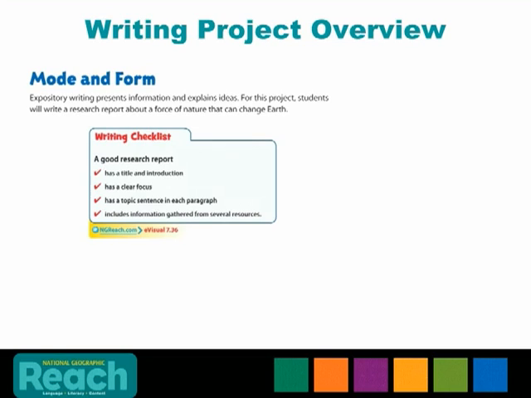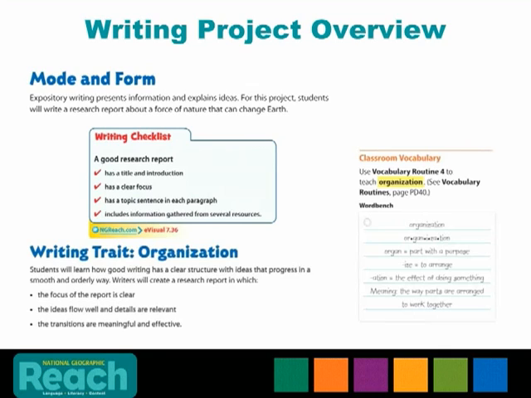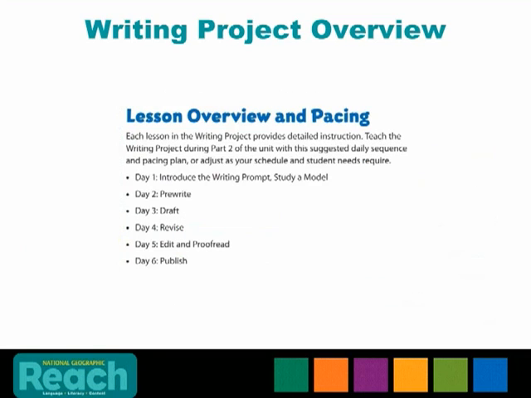As I mentioned, each writing project in REACH focuses on a specific mode and form and includes an e-visual checklist up front to help students clearly unlock what needs to be included in this mode and form of writing. Each writing project also hones in on one of the traits of good writing for more focused instruction. Although students are held accountable for all traits of writing when they are assessed, the writing trait for this unit is organization. In addition to focusing on this trait, classroom vocabulary instruction is included to ensure that students understand the meaning of each trait so they can transfer what that means to their own writing.